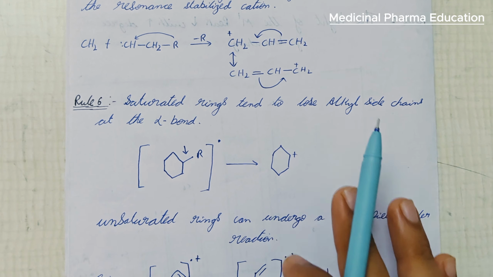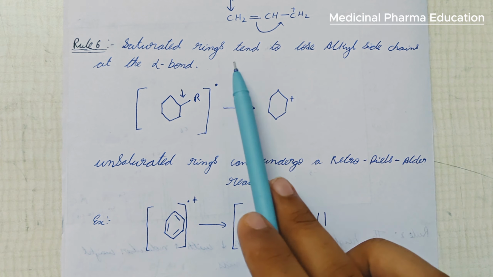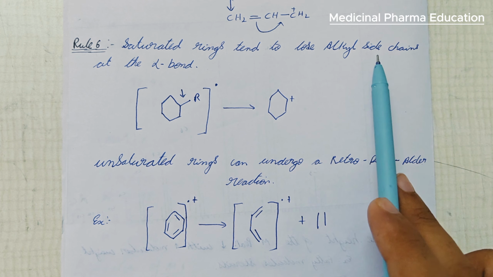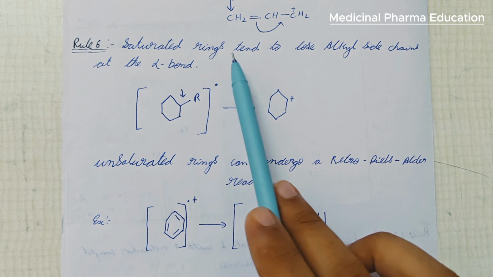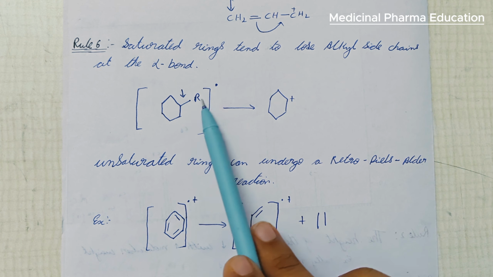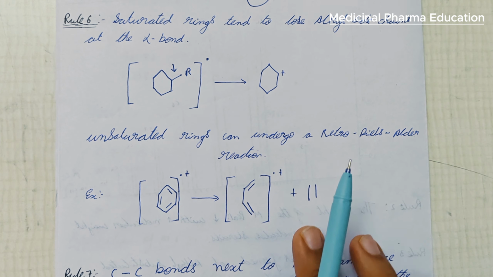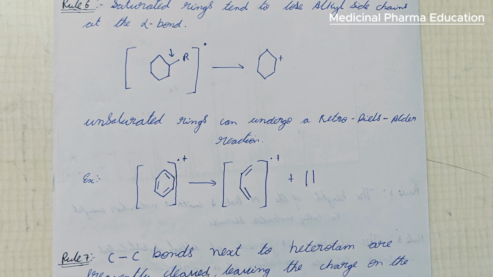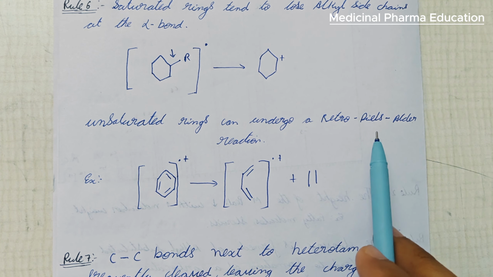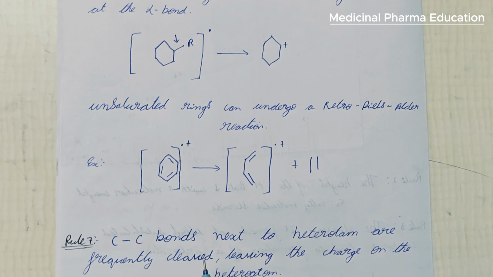The sixth rule tells that a saturated ring tends to lose alkyl side chains at the alpha bond. If a saturated compound is present, it loses the alkyl side chain at the alpha bond. Unsaturated rings can undergo the retro Diels-Alder reaction. We have already discussed rearrangement, how it takes place.